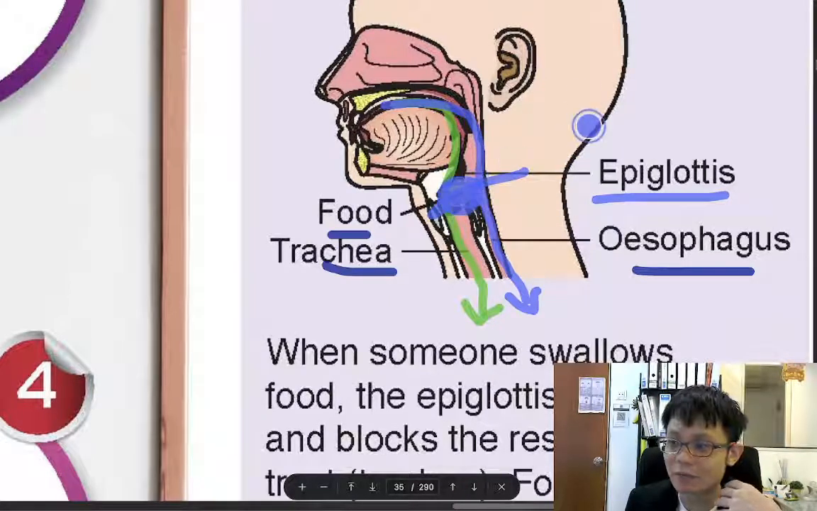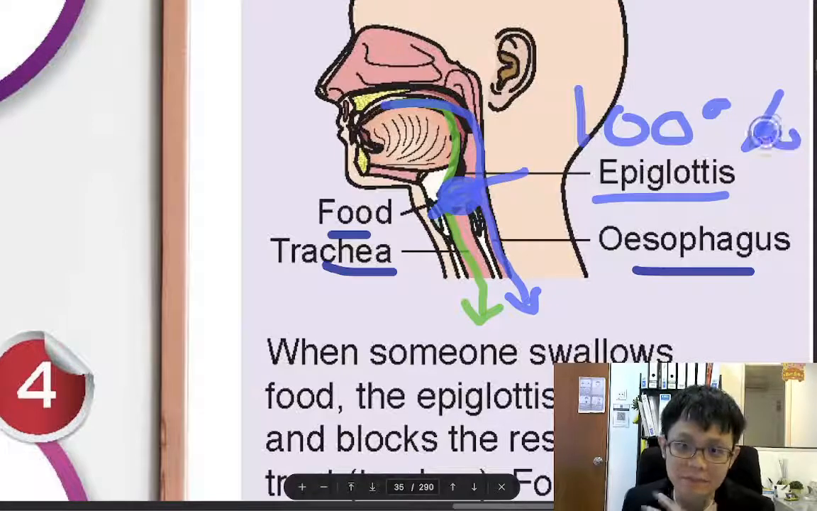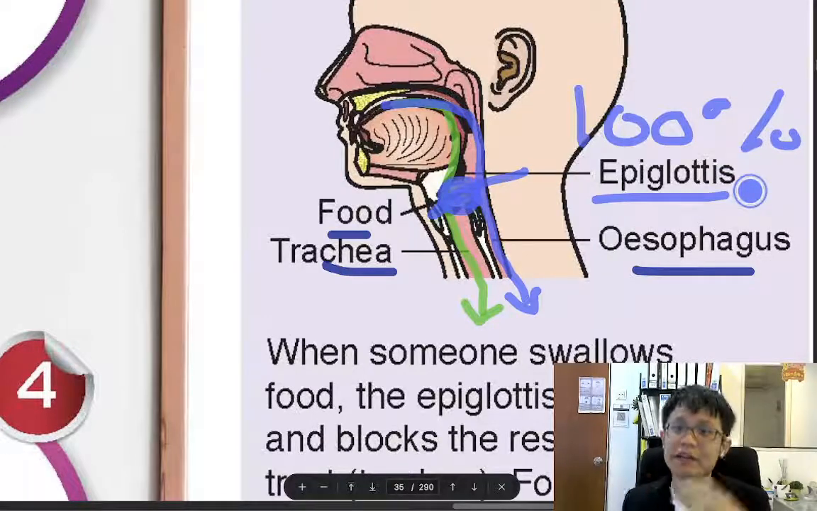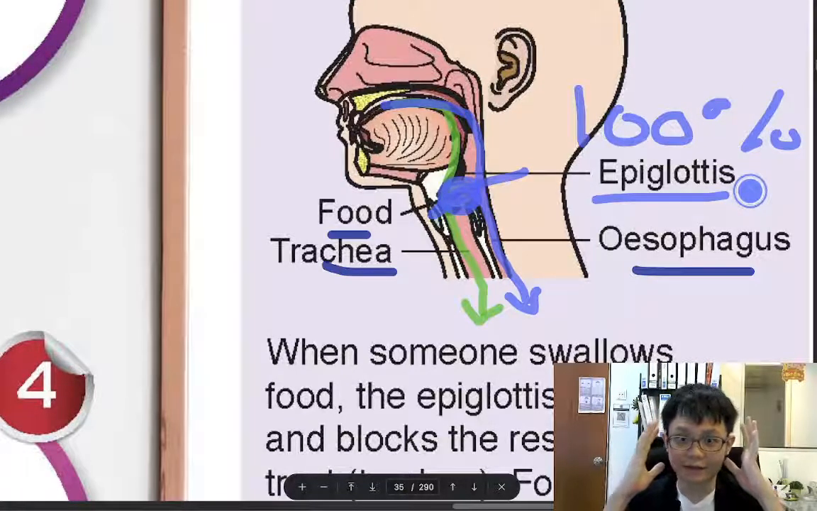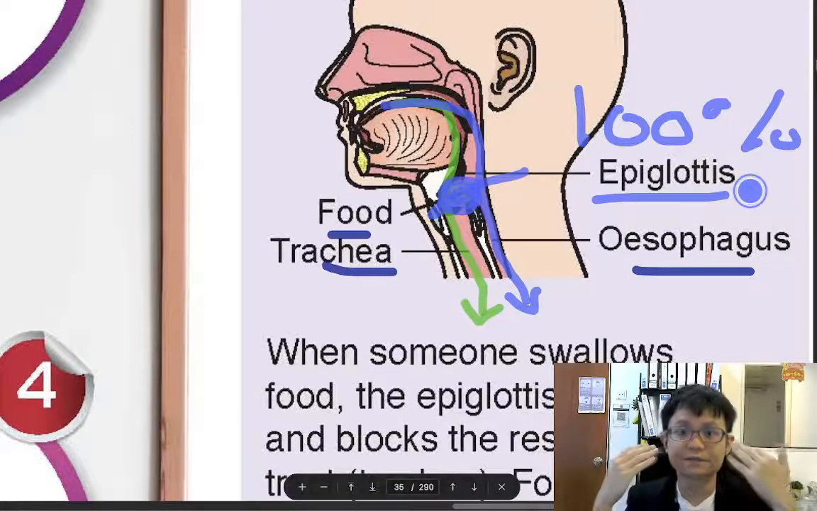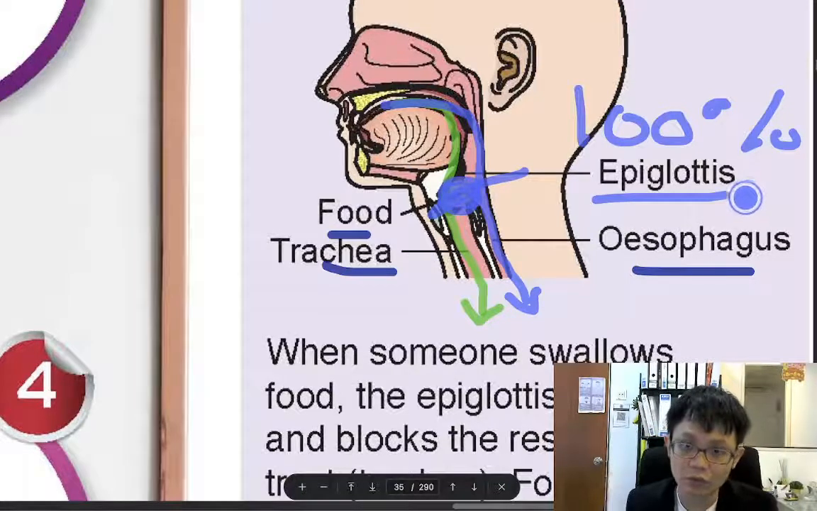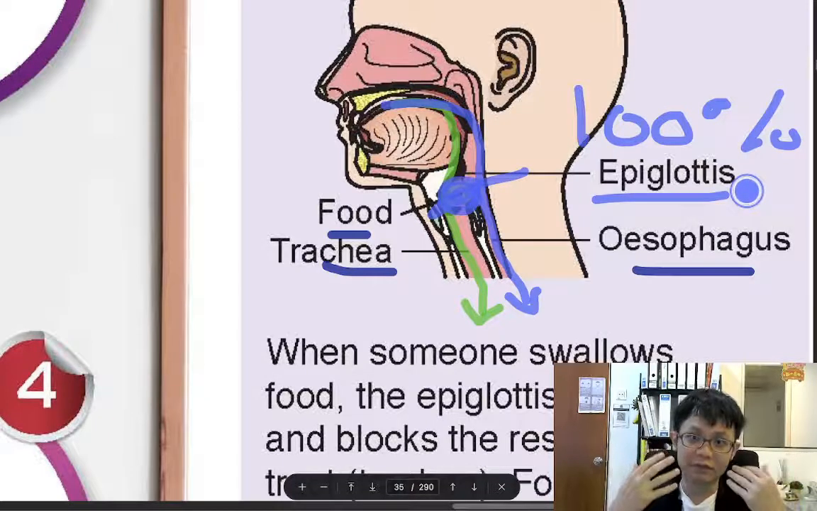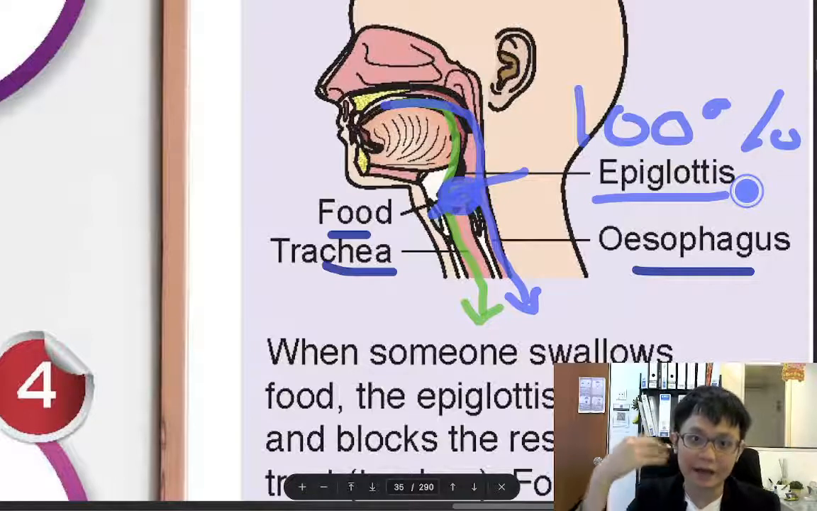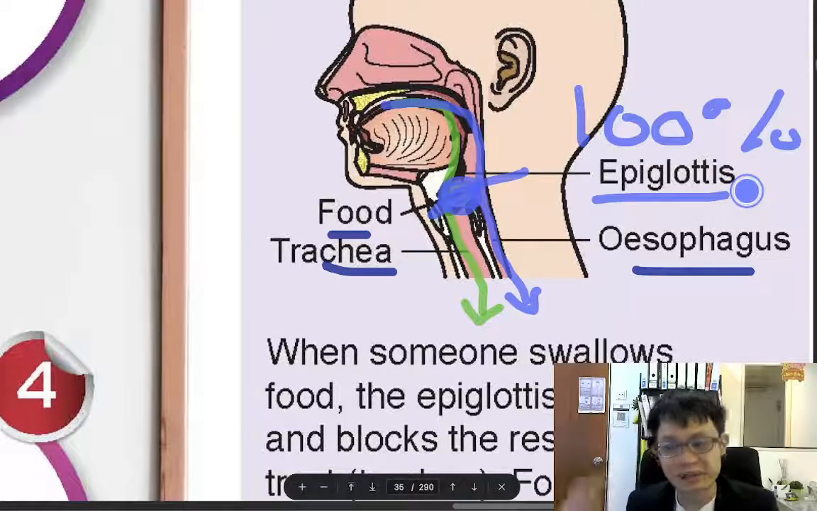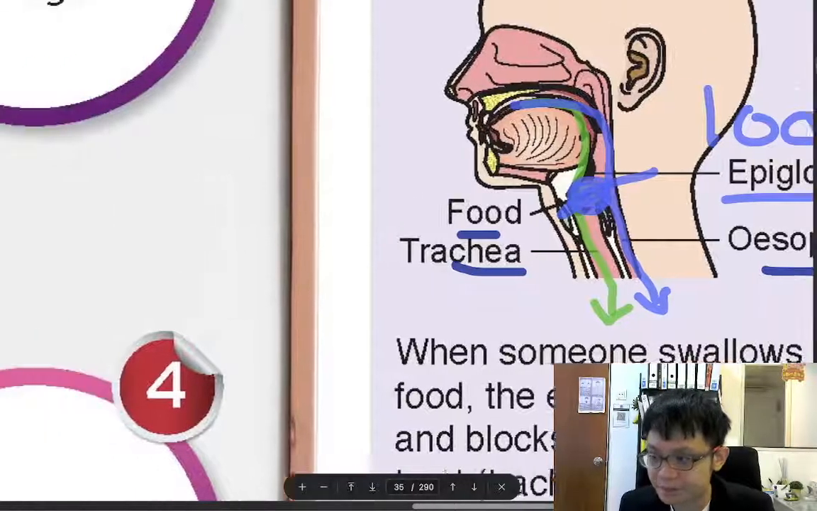The other is a blockage of 100%. When it is blocked 100%, the person cannot breathe. Then you will see the person's face become blue. The face becomes blue because of a lack of oxygen, not enough oxygen reaching the brain, so they experience choking.